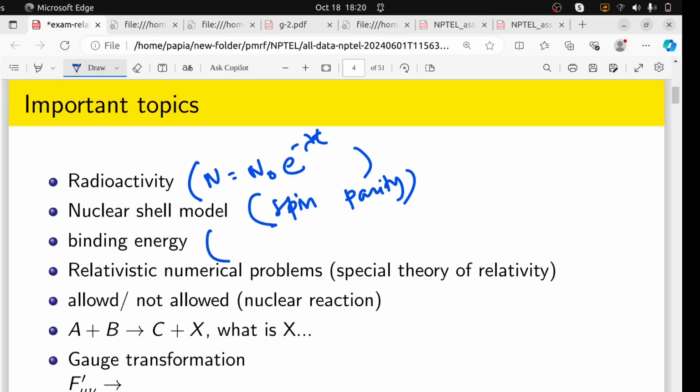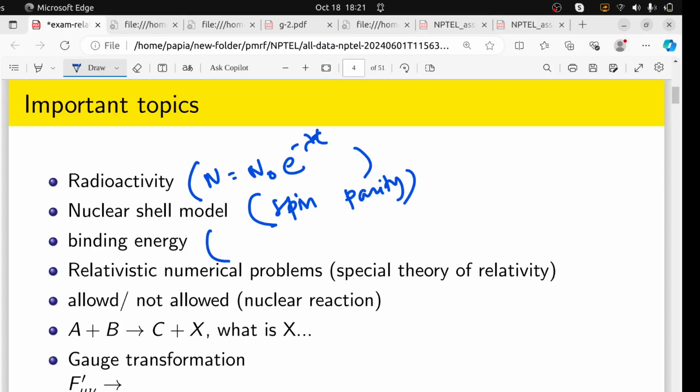So you can keep this type of thing in your mind. Then, binding energy calculations. Now the fourth one can be relativistic numerical problems. Relativistic problems means questions regarding the special theory of relativity, and all these things, right?